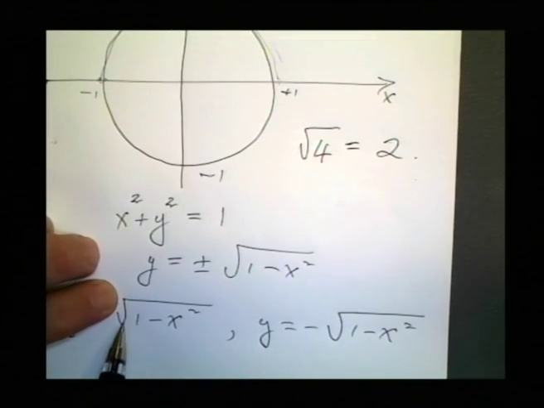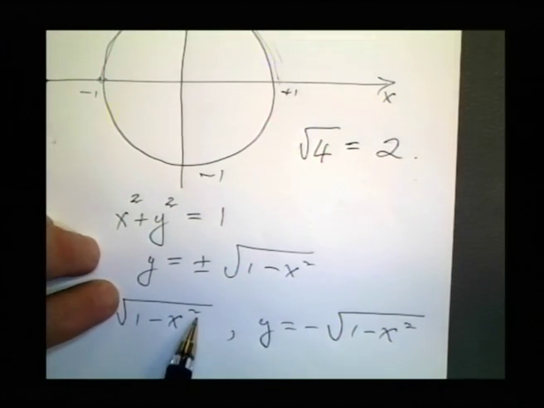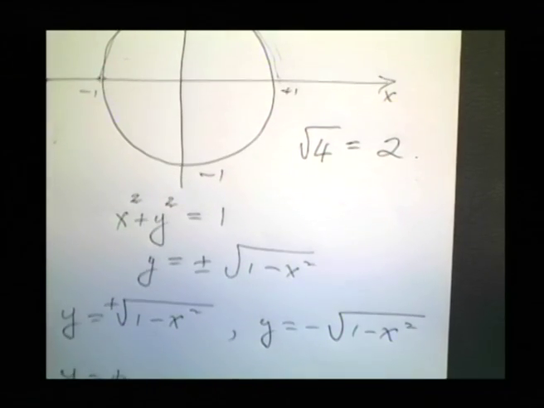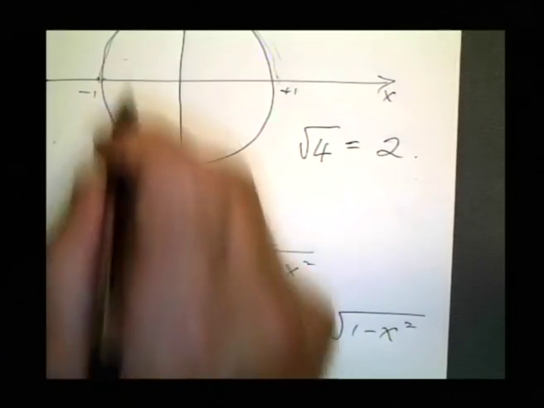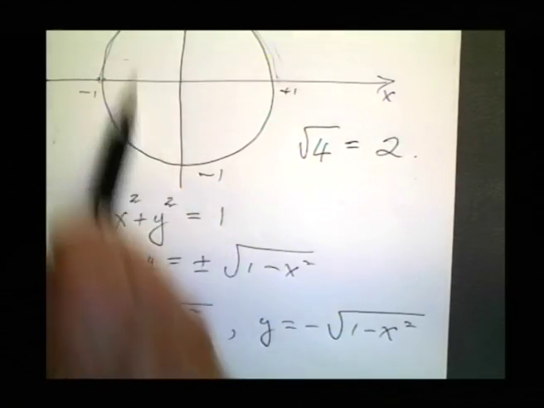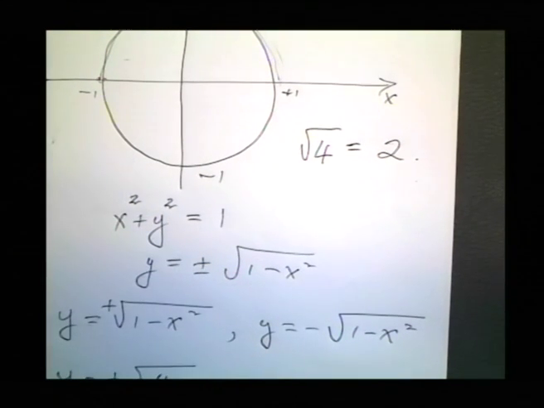The plus square root of 1 minus x squared, if it's plus, is this part. So if you say y equals plus the square root of, let's say, 4, the answer is 2. And so that part there. If you're going to try and do anything with this circle, they might ask a question: what parts of that circle would make it a function?